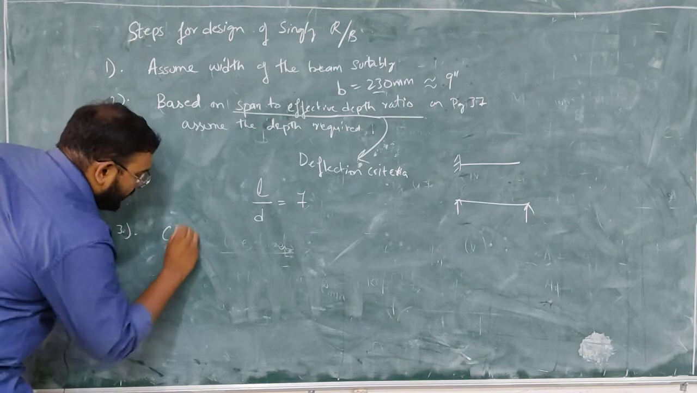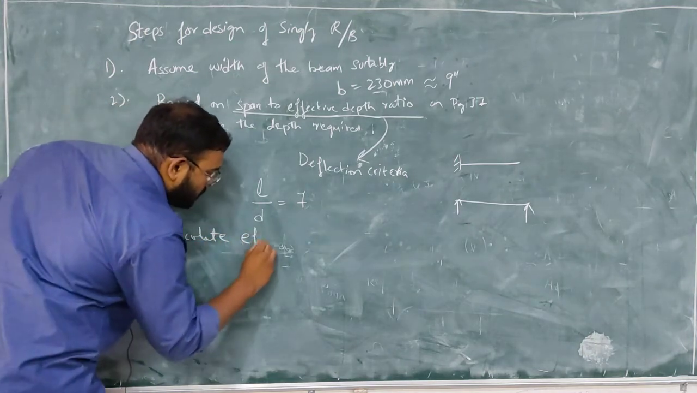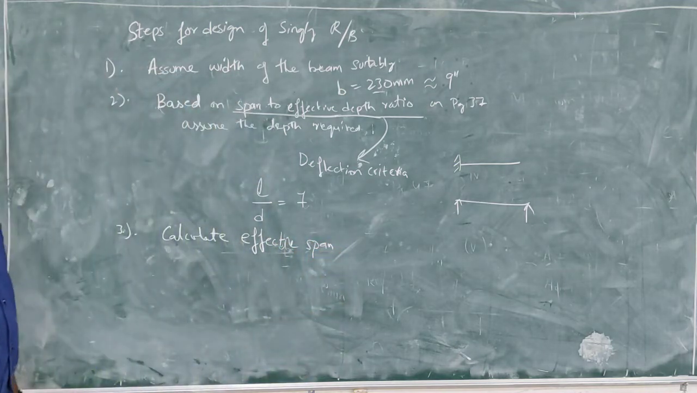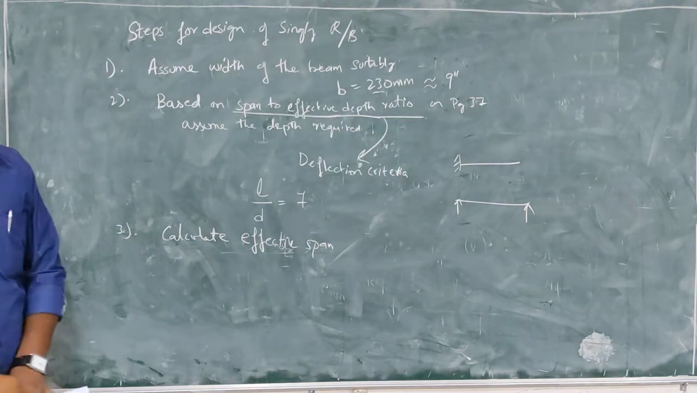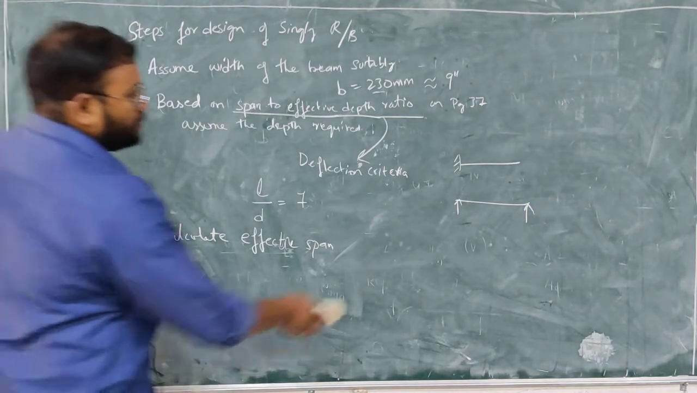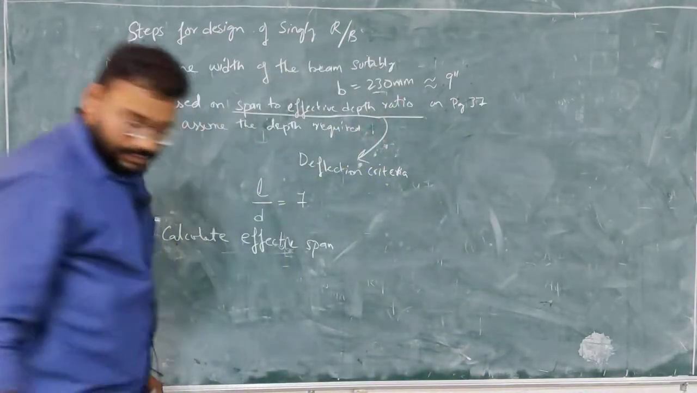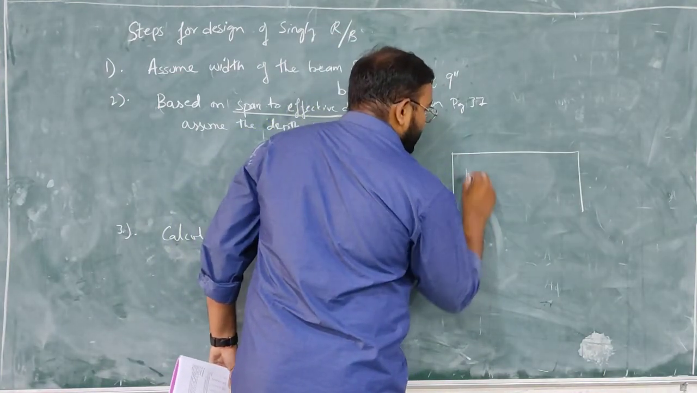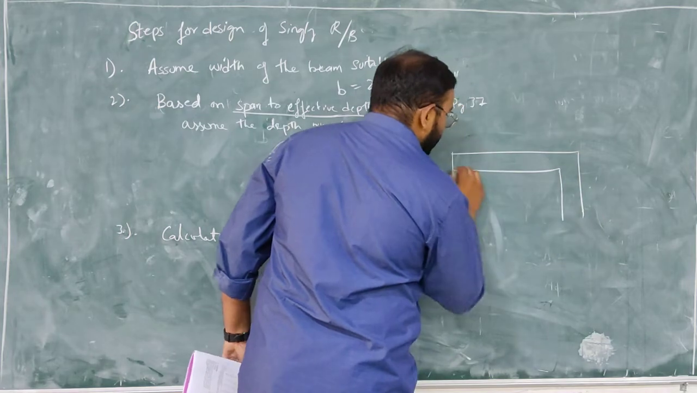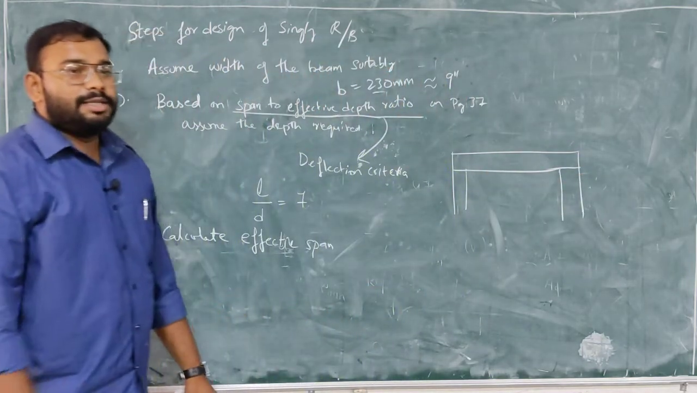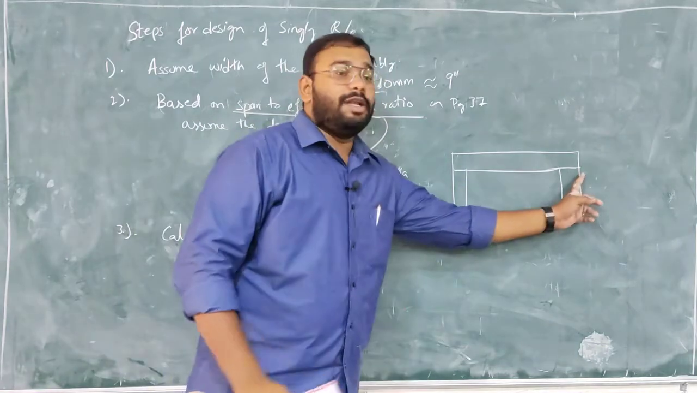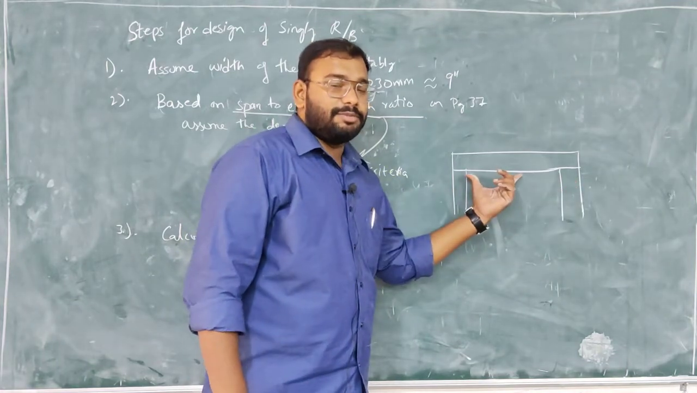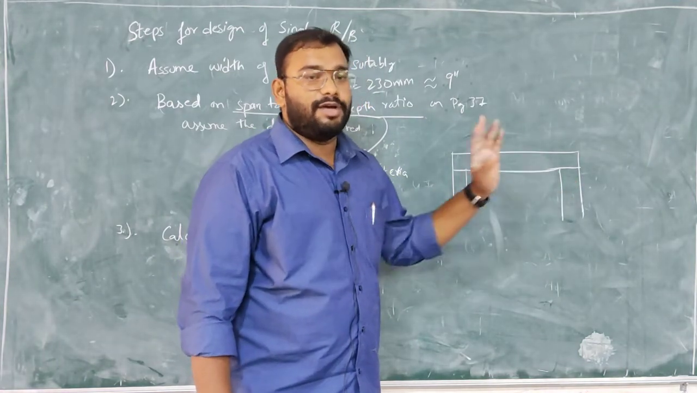Next is calculate effective span. Suppose you have a fixed beam like this or a simply supported beam like this. What do you mean by simple support? Simple support means moments at these ends will be zero. You will not have any moments at the ends because these are simply supported. Whereas you have maximum bending moment in mid span or somewhere near where you have heavy point loads.